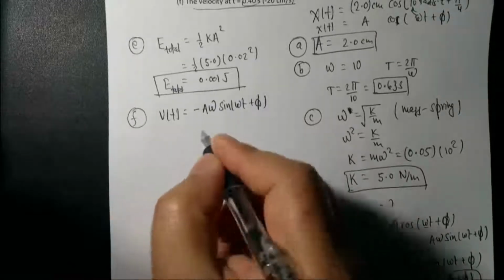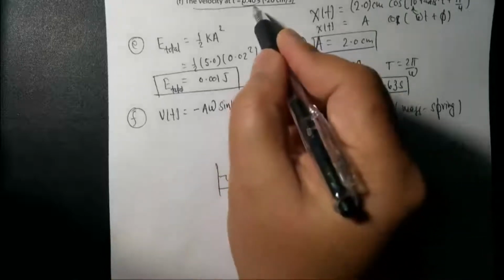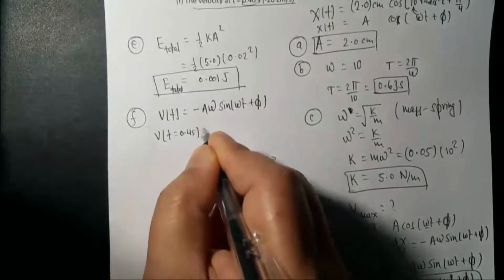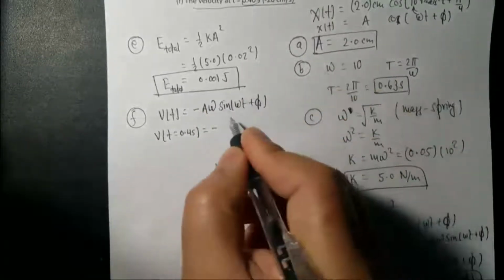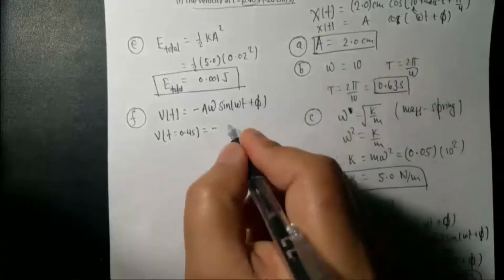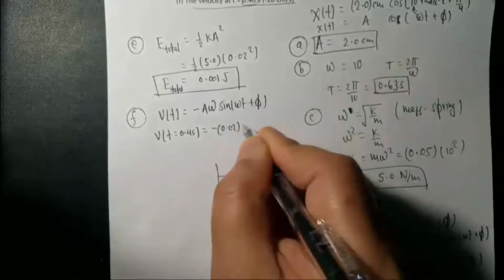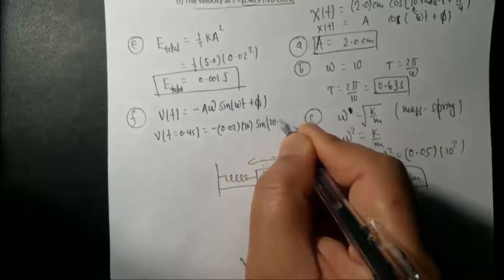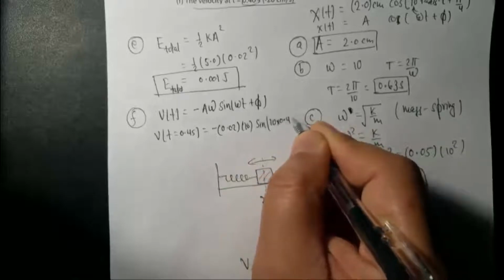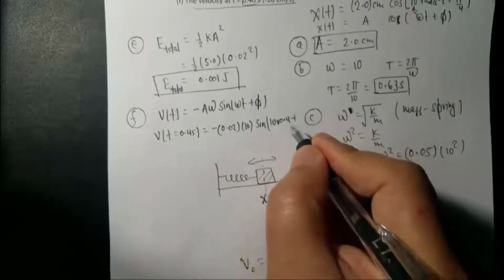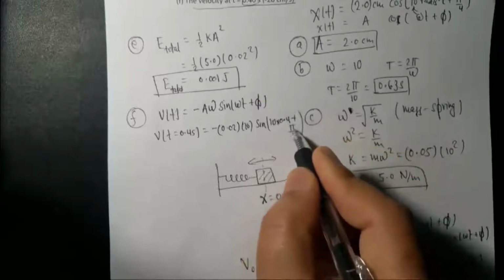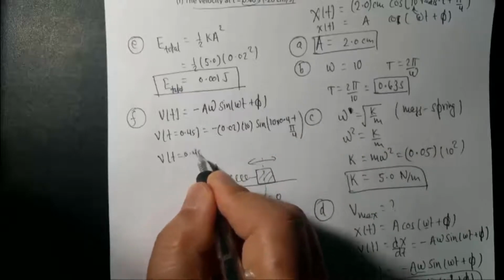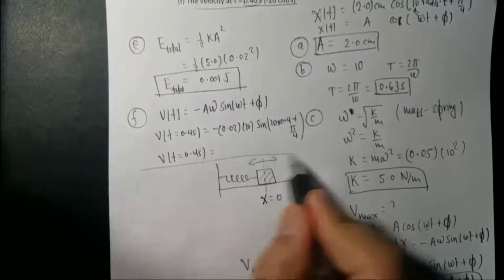And you're calculating velocity at time 0.4 seconds. So velocity at 0.4 seconds is negative a, which is 0.02, omega is 10, and sine of omega, again 10, times time, 0.4, I'm multiplying this, plus phi, which is pi over 4. That's the initial phase. Keep it pi over 4. So that's your answer.